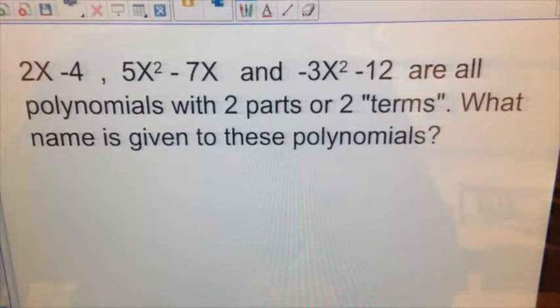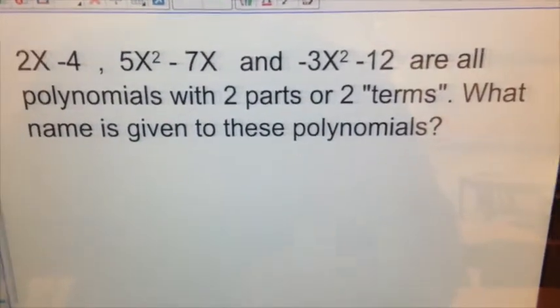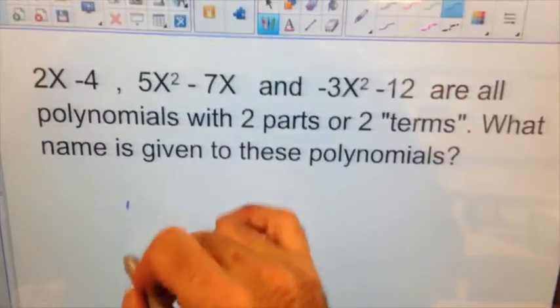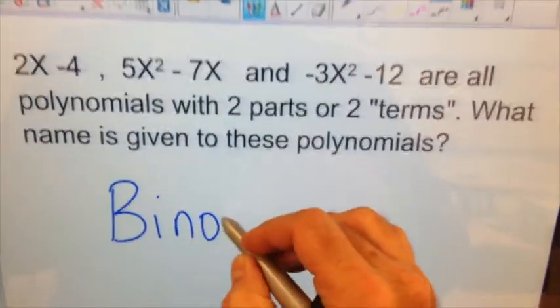They're all polynomials with two parts or two terms. What is the name given? Because there are two parts, we don't call them monomials, we call them binomials.